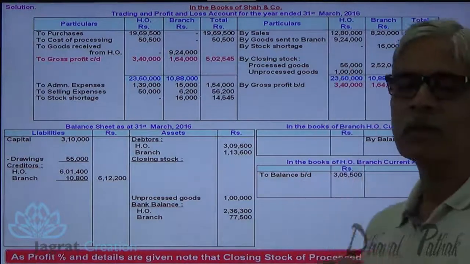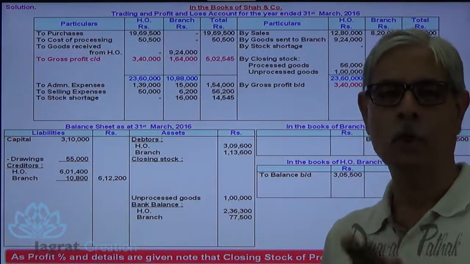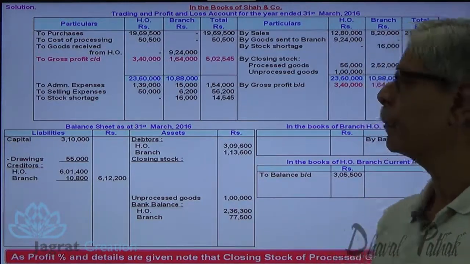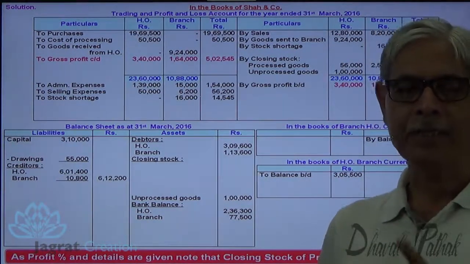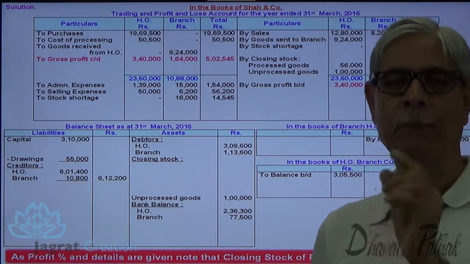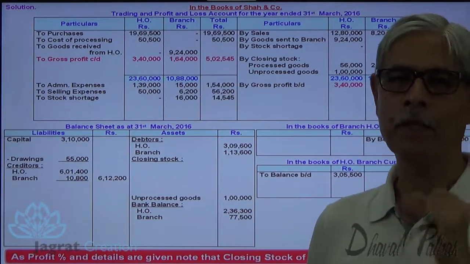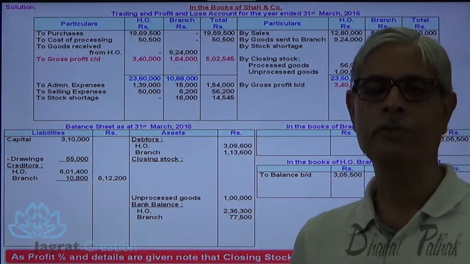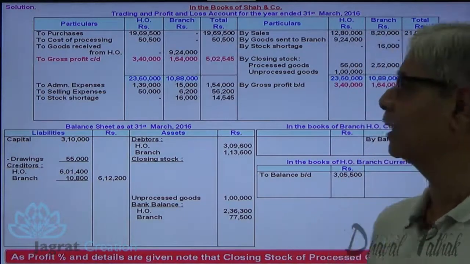Now this 56,000 processed goods stock lying at the HO is at the cost to HO. So it doesn't hold any profit element. But the processed goods lying at the branch, 2,52,000, is at cost to branch, that is the 110 level, which includes a profit element which is unrealized by the head office. So we are required to work out the unrealized profit in this 2,52,000, and we are required to write down the adjustment entry for that unrealized profit.